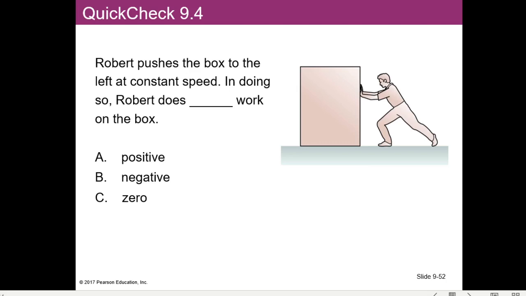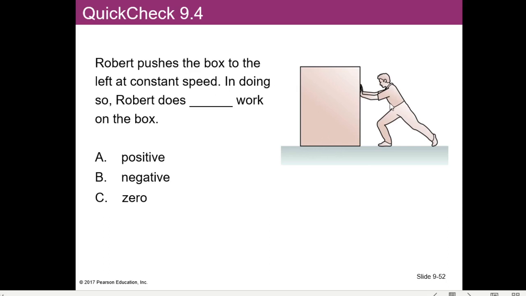Okay, let's do a few simple examples and see if we understand this. So Robert is pushing the box to the left at constant speed. What are all the forces on the box? Well, there's clearly gravity. There's clearly normal force from the surface, the floor that it's sitting on.